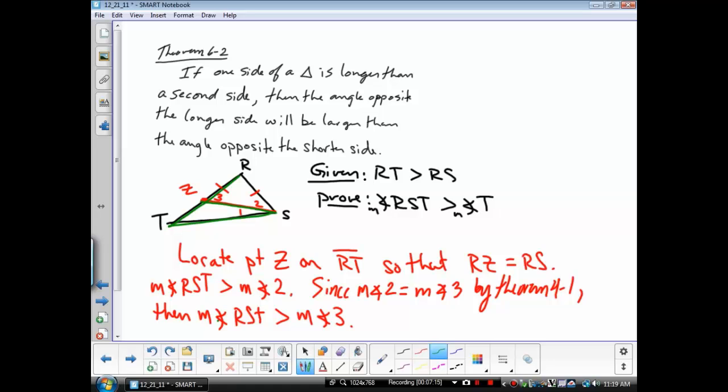So by theorem 6.1, which is your exterior angle inequality theorem, and says that the exterior angle of a triangle is larger than either of those remote interior angles, measure of angle 3 is greater than measure of angle T.